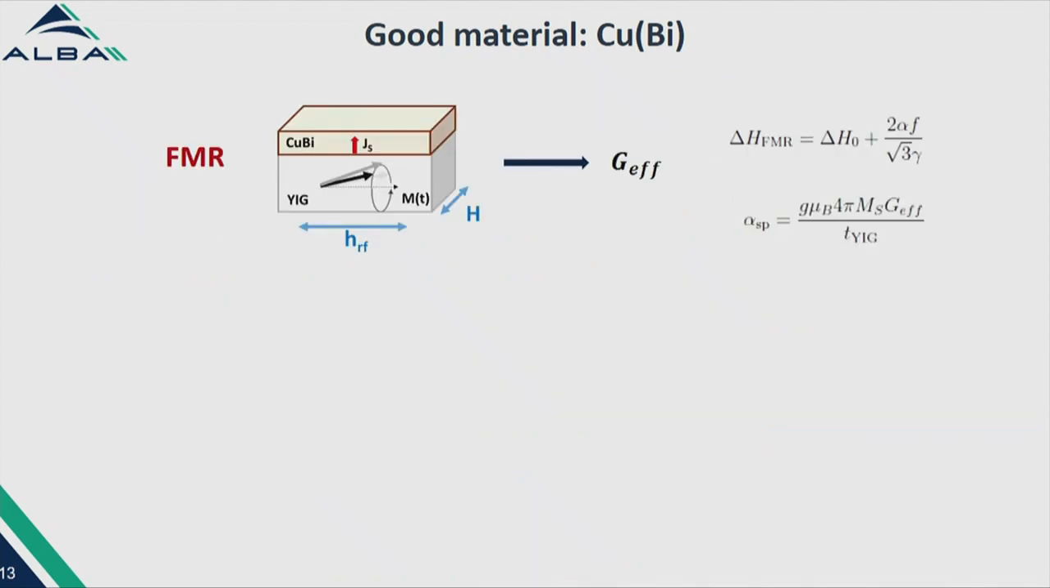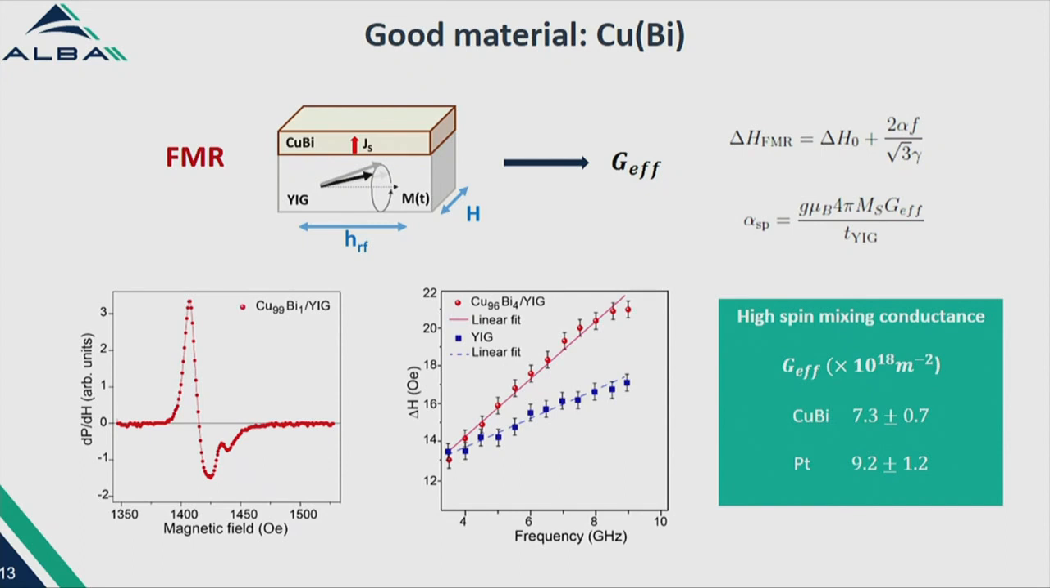And in fact, in the same work, a very high effective spin mixing conductance was measured for this copper bismuth, in this case with 4%, by ferromagnetic resonance, comparing the damping of the YIG with and without copper bismuth. The difference in damping is due to this spin mixing at the interface.